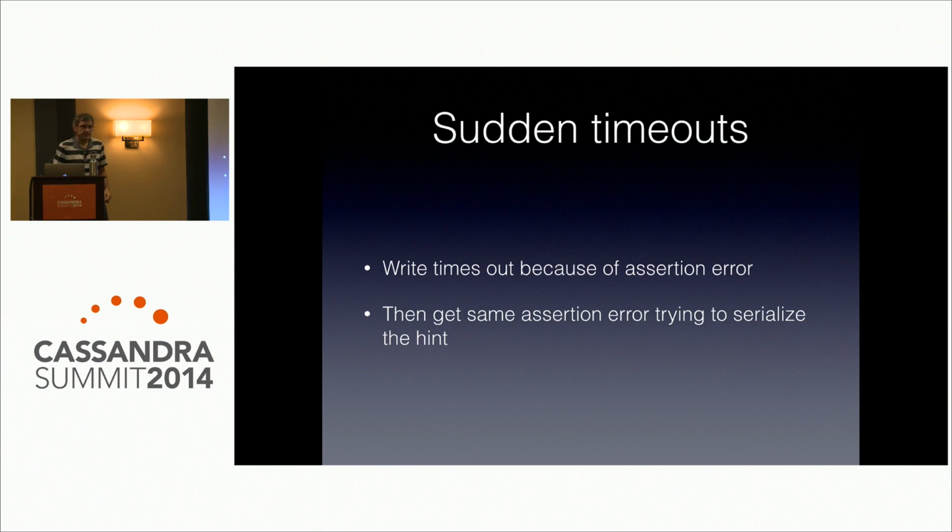So we have to go back to some analysis. No one knows how to solve this problem, so let's look at the code. So there's these 2 exceptions. The first one is a write timeout because of an assertion error. And the second one is the same assertion error, but this is in writing the hint. So that's kind of expected, because if you don't get a response from a write, then you write a local hint so that you can write the message later. But we're failing to even write the hint. So the write is just totally gone. So let's have a look at this assertion error in a bit more detail.